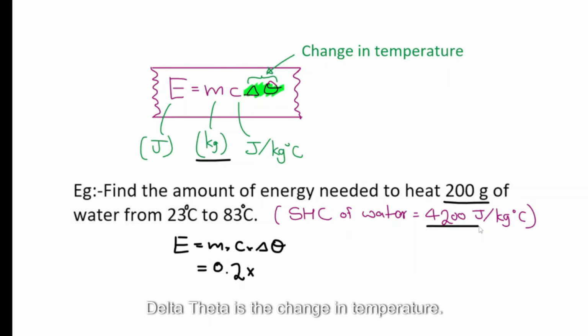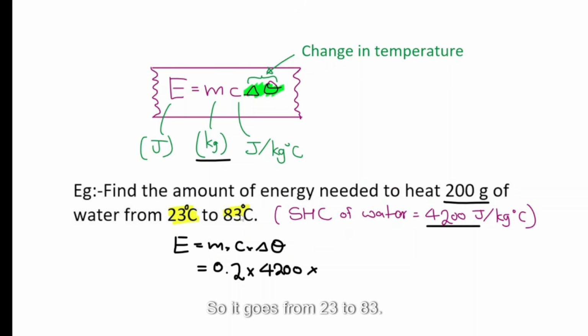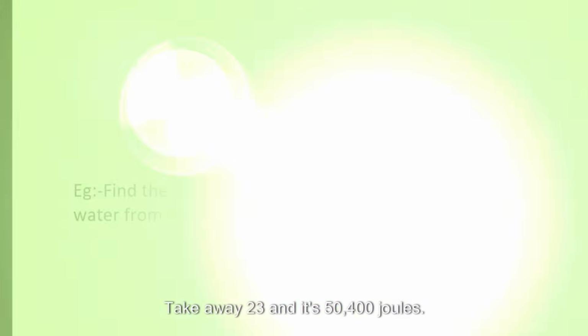Delta theta is the change in temperature, so it goes from 23 to 83. So let's find the difference. All I need to do is 83 take away 23, and it's 50,400 joules.